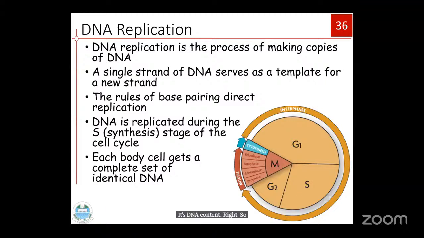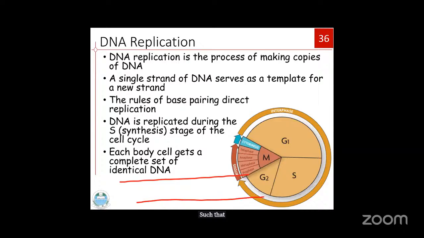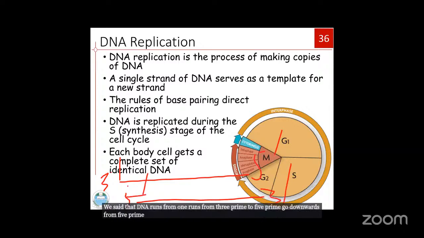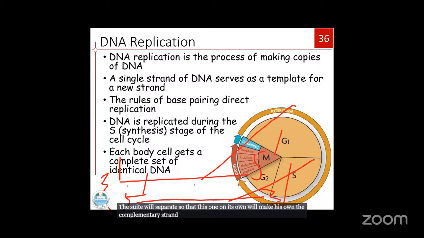So you saw that DNA is double-stranded like this. This is double strands of DNA. We said that one runs from 3' to 5', the other one runs from 5' to 3'. So each of the strands serves as a template for DNA replication, right? So during DNA replication, the two strands will separate. We are going to look at that. The two strands will separate so that this one on its own will make its own complementary strand. This will also make its own complementary strand.